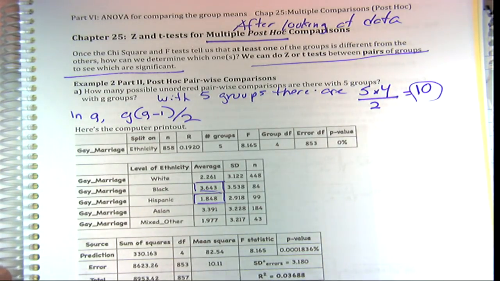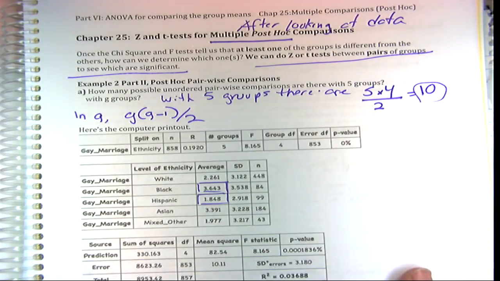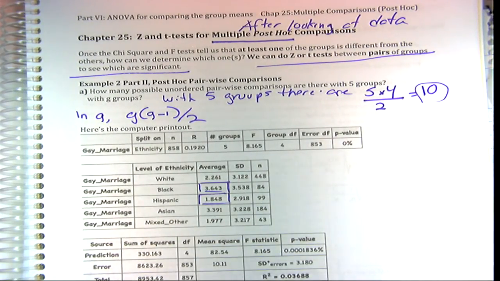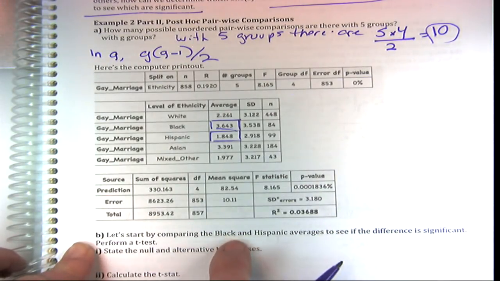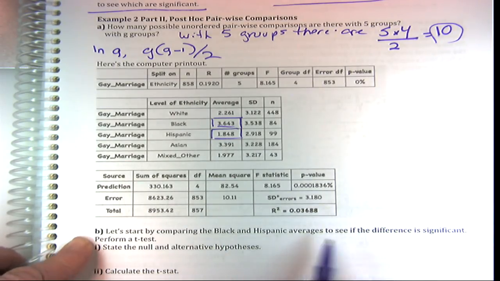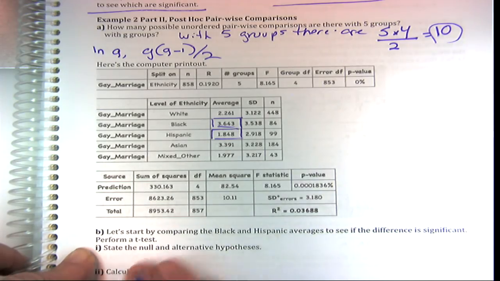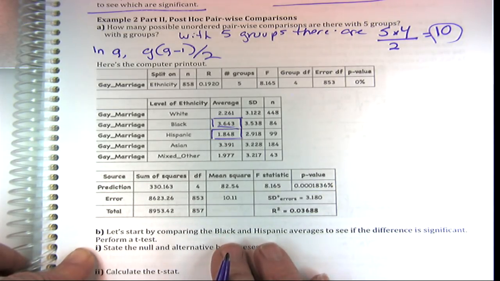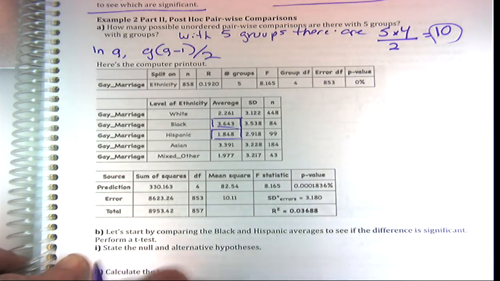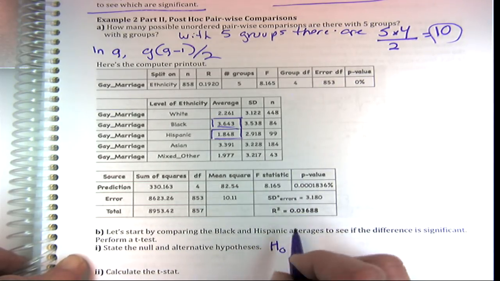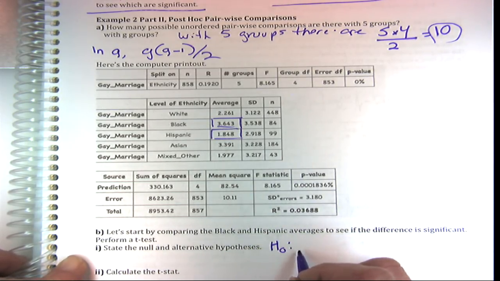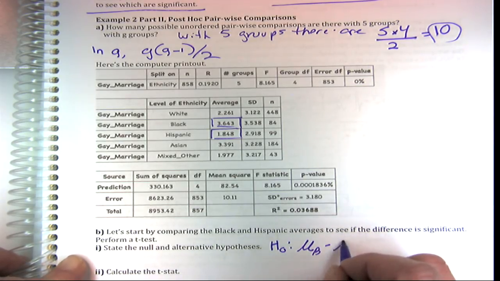So that's the idea. So let's go through it now. There's a lot here. All right, so what are we doing? I want to start by comparing the Black and Hispanic averages to see if the difference is significant. So let's just go ahead and perform our usual t-test, our usual way. And what is the null hypothesis? The null is that in some larger population, the average difference between the Blacks and the Hispanics is equal to 0.